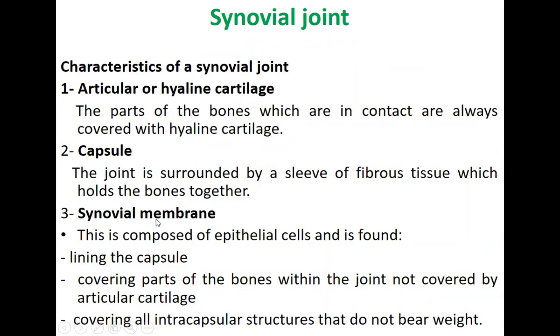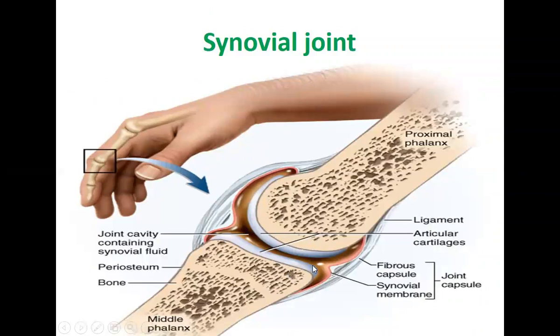So the synovial membrane will be from inside. It is composed of epithelial cells and is found lining the capsule. It is lining the capsule, covering parts of the bone within the joint not covered by articular cartilage. So they are covering only those parts which are not covered by hyaline cartilage. If you see here, there is hyaline cartilage, so this is not lining this part. Only where it is not lined by the hyaline cartilage, there you can see the synovial membrane.